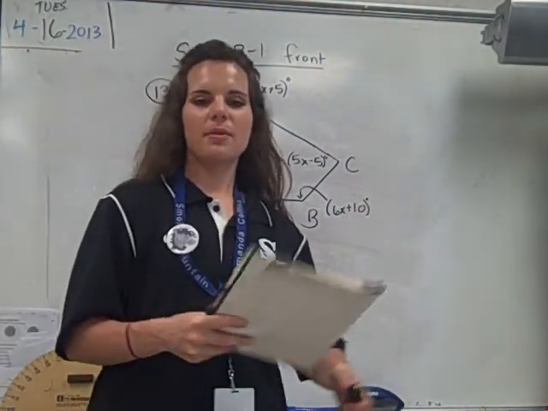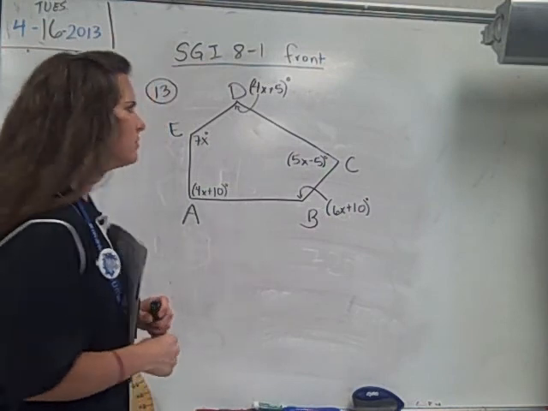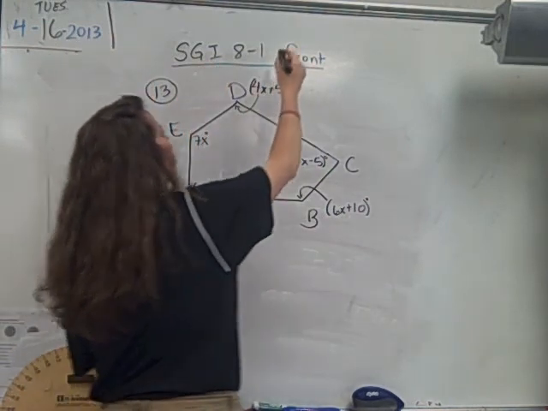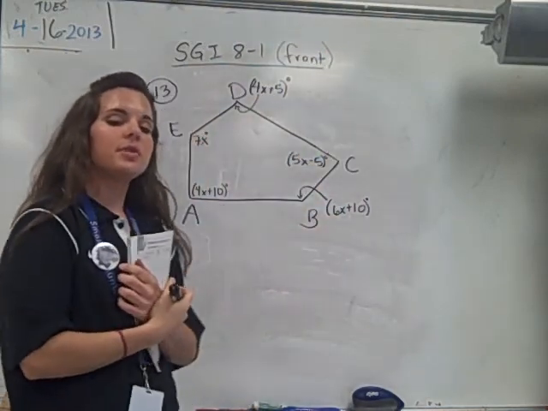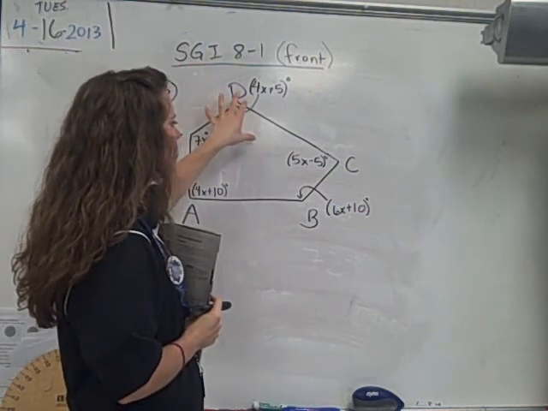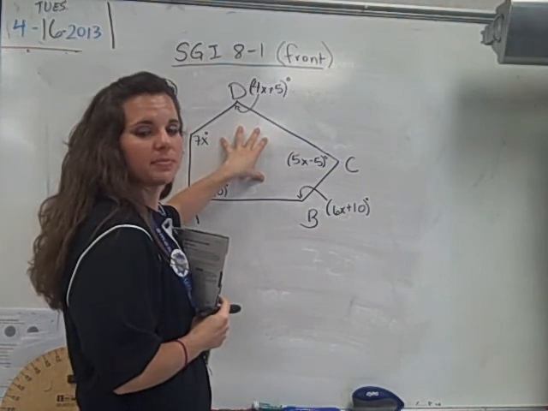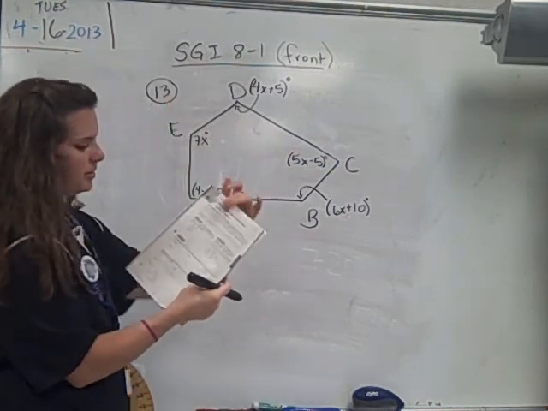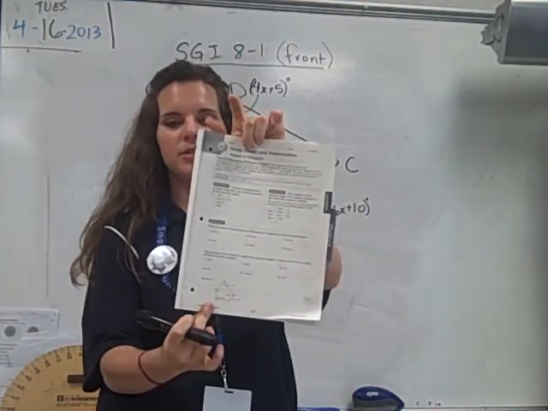These are the example problems for the first half of section 8.1. If you have your SGI book, you can turn to 8.1 on the front side, and we're going to use this to do a couple examples. So if you have that book in front of you, you can do this example right inside there. You do not have to copy this picture. If you look at number 13 on the front side of your SGI 8.1, this is the picture that you'll see there.